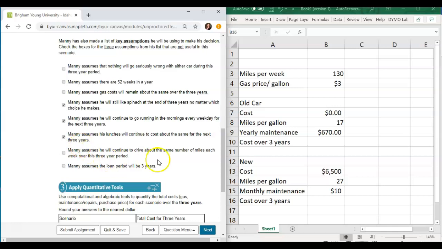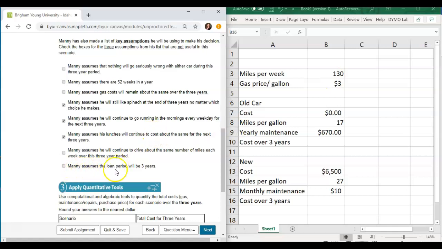Manny assumes he will continue to drive about the same number of miles each week over his 3-year period. Again, this is a really critical assumption here that if all of a sudden he has to quadruple this amount, that will definitely change how much both of these will cost because of the difference in the miles per gallon in fuel efficiency. So that is actually a really critical key assumption he needs to make.